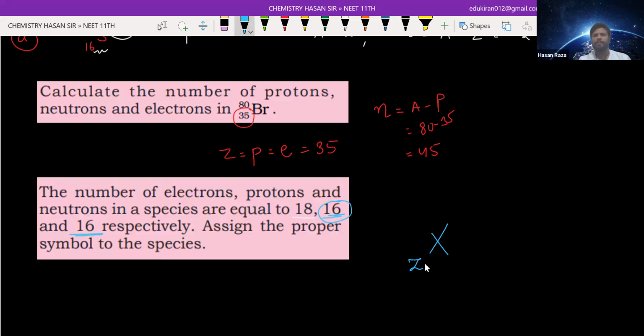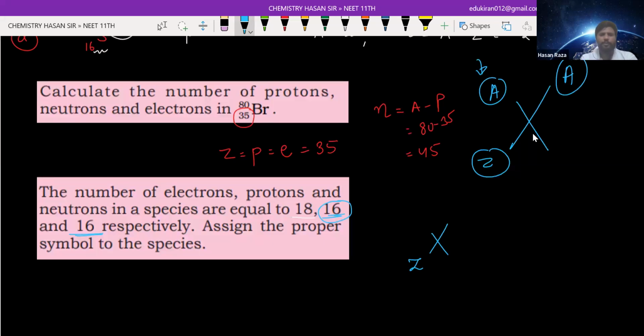And the representation of an element we did like this. This is your atomic number. Sometimes it will be written on the left hand side, or it will be on the right hand side. Okay. Now you can see that this is your Z, the atomic number. So Z is equal to proton number. So proton will be equal to 16. Atomic number 16. Assign the proper symbol of the species.